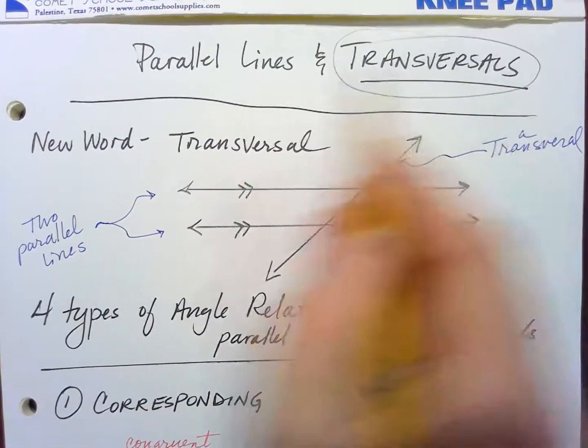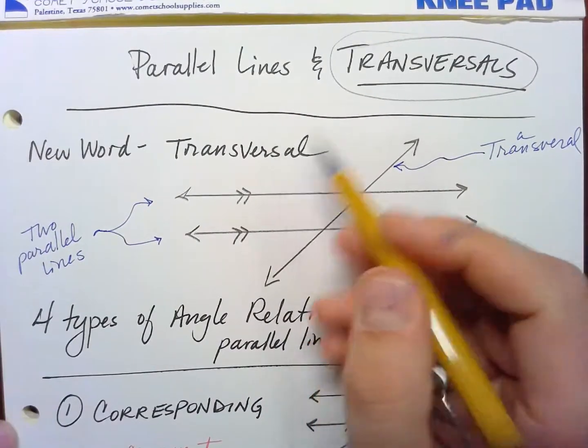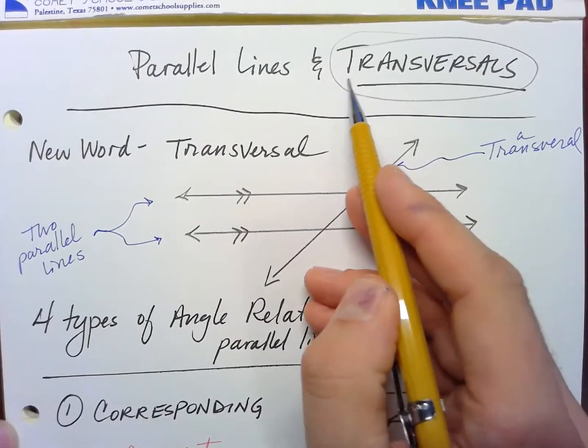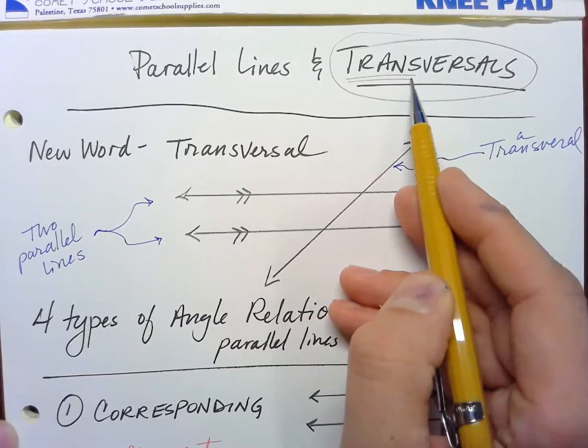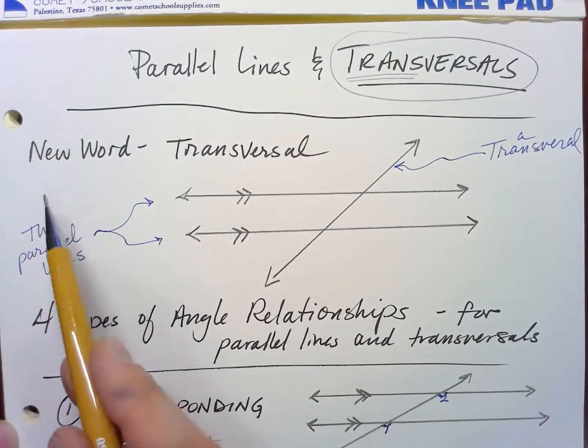This is a new word, a transversal. It might harken back in your mind to the transitive property. They both start with the prefix trans, which means across. And so I want to talk about what this new word transversal means.